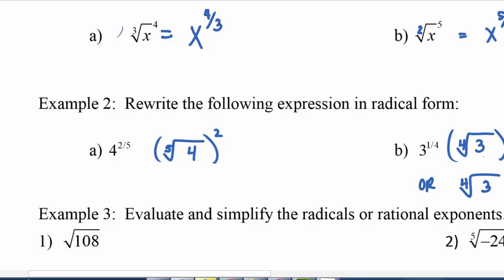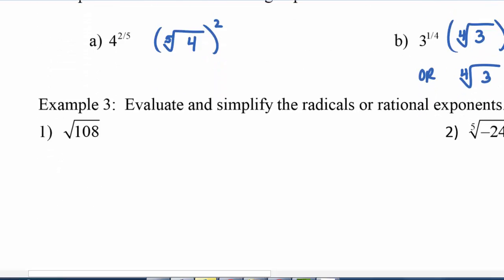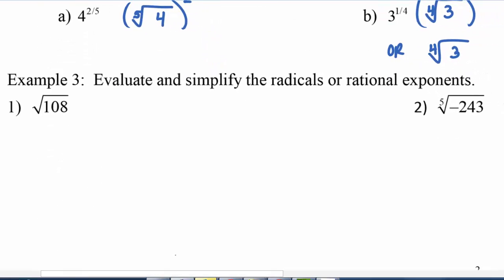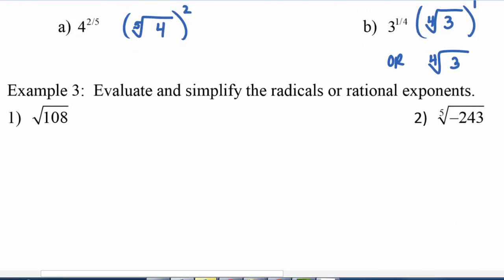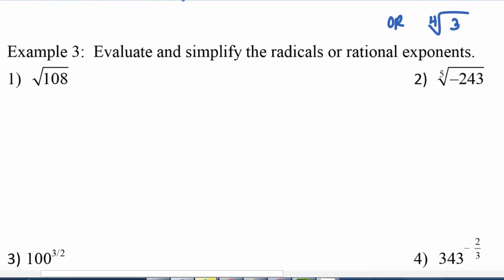Okay, so we're going to move forward for the rest of the notes, and we're going to do a couple different things. So make sure that you have minimal distractions. You're listening to only this right now, and you're super focused on what we're doing and jotting down any questions that you have along the way. We're going to evaluate and simplify the radicals or rational exponents. So you're either going to get a situation where it's in radical form or it's in rational exponent form. Whatever form it's in, we're going to keep it in that form to the best of our abilities.